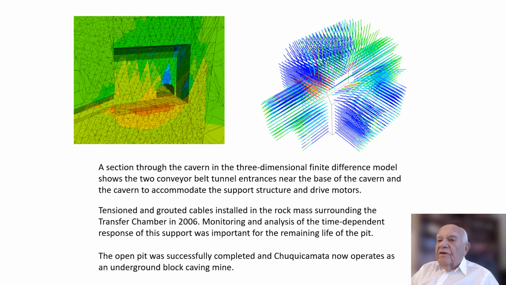Results of the numerical analysis of the transfer station showing displacements in the surrounding rock mass are presented on the left. This analysis permitted the designers to determine what additional support using tension-grouted cables was necessary in order to ensure that no instability problems could occur during the remaining life of the transfer station.